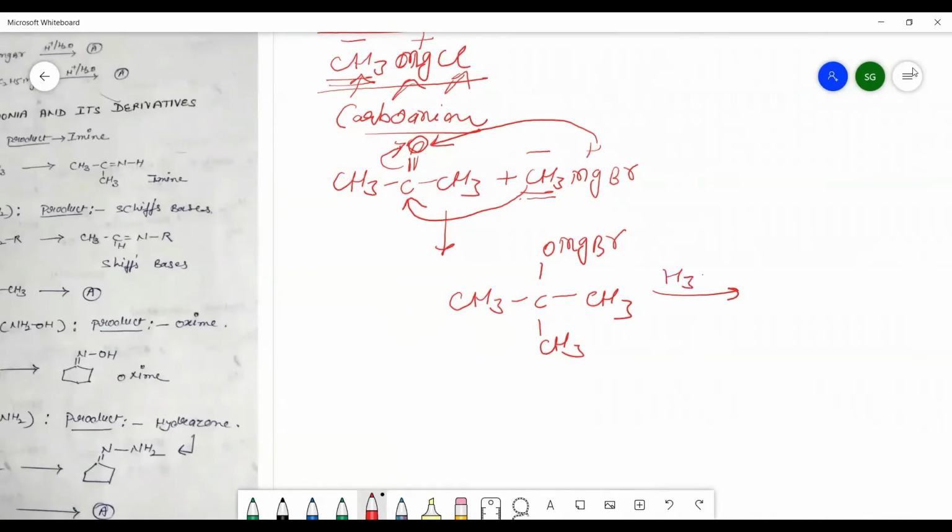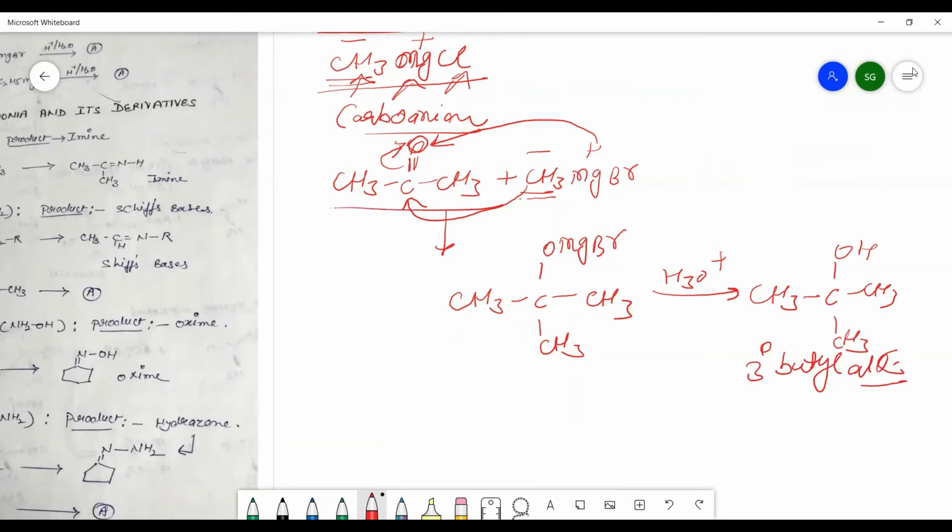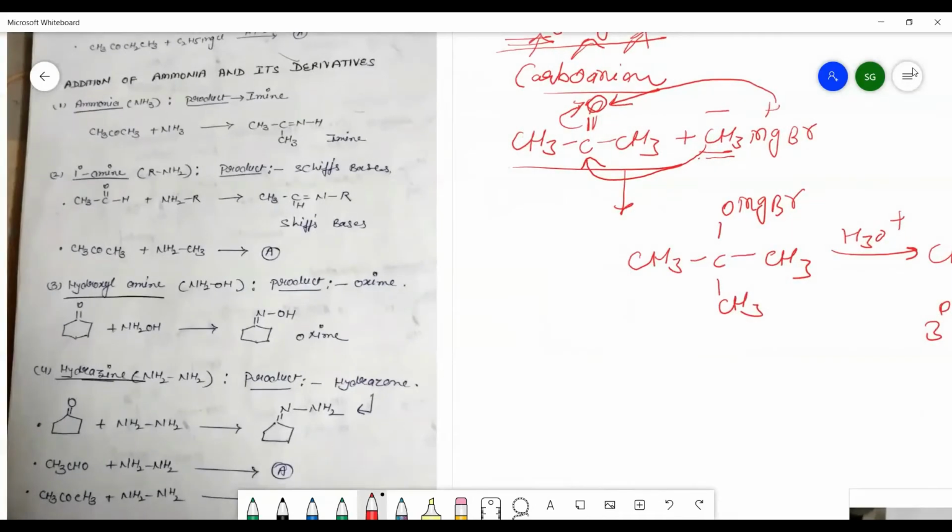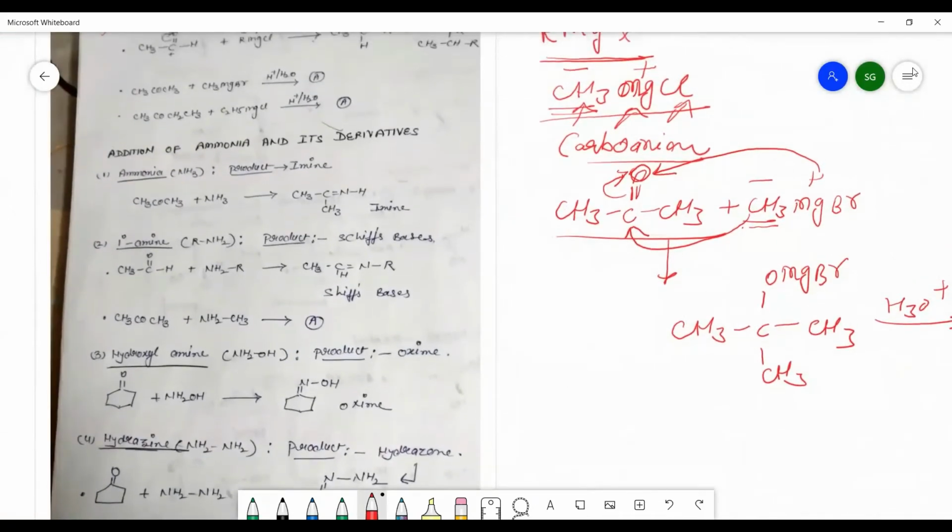After that, when we do the acid hydrolysis, OMgBr will be converted into OH and we will get the alcohol having more carbon atoms than the parent aldehyde or ketone. So there is a formation of tertiary butyl alcohol when we are starting with this ketone, that is acetone. So we can increase the number of carbon atoms in the aldehydes and ketones depending upon our requirement. So this you have seen, there is a formation of tertiary butyl alcohol.